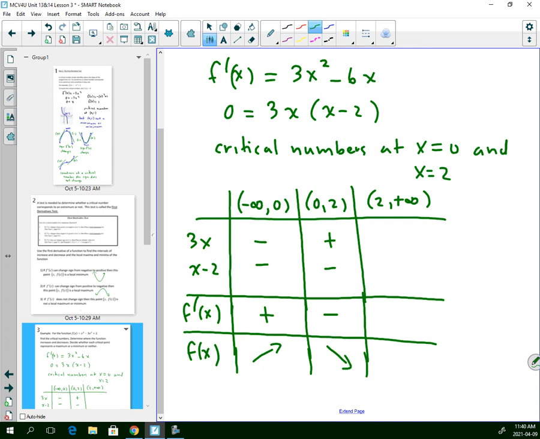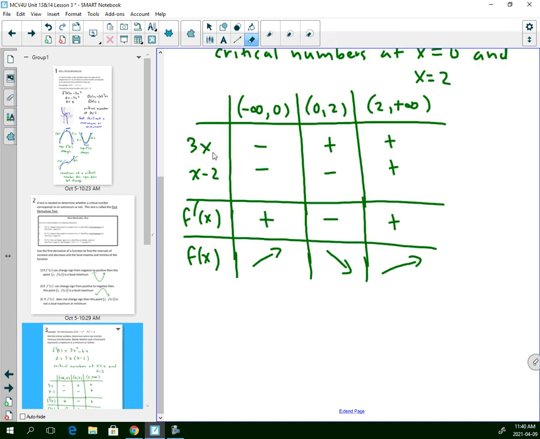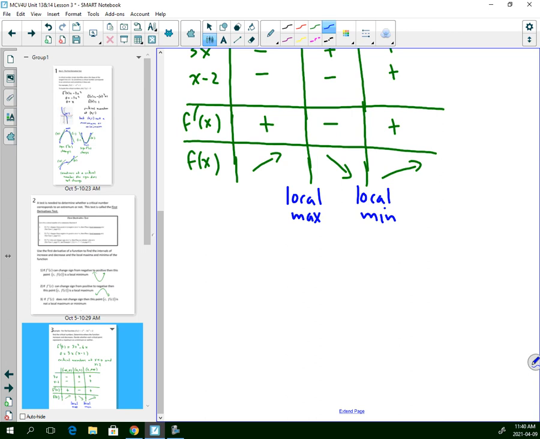And then I'll pick a number bigger than 2, and the function is increasing. So what I'm looking for is a change in sign. Here I see that the function is increasing and then decreasing, so that makes that a local max. And then at x equals 2, the function was decreasing and then increasing, which makes it a local min. So we can conclude that we have sign changes at x equals 0 and x equals 2.